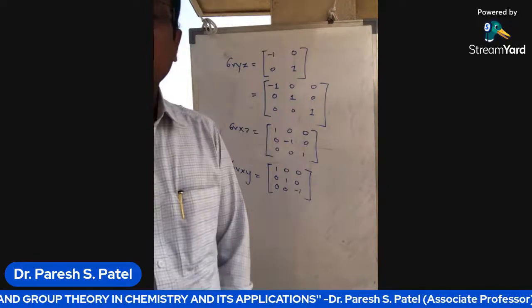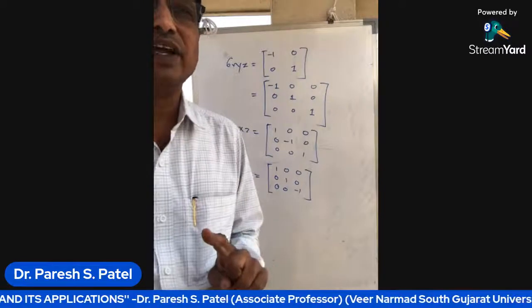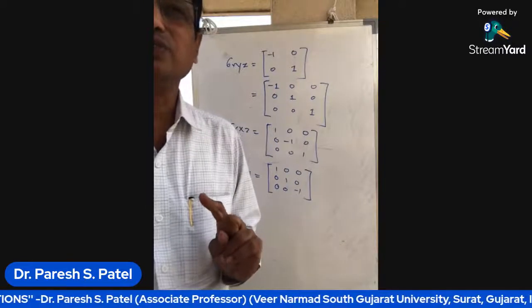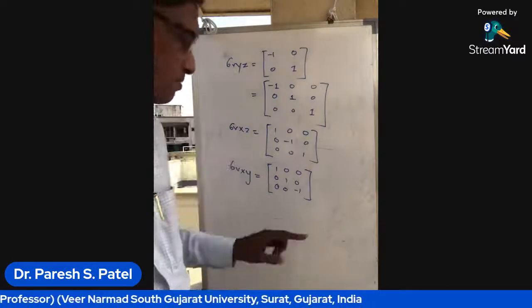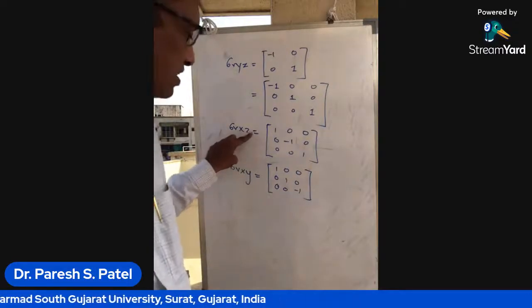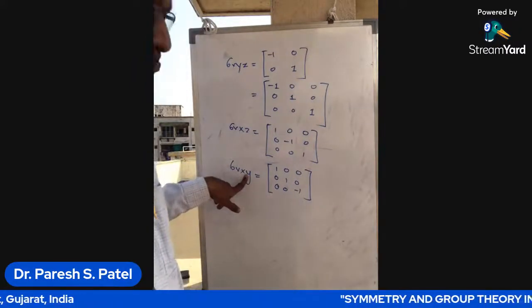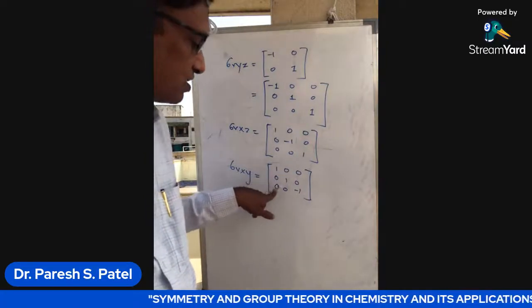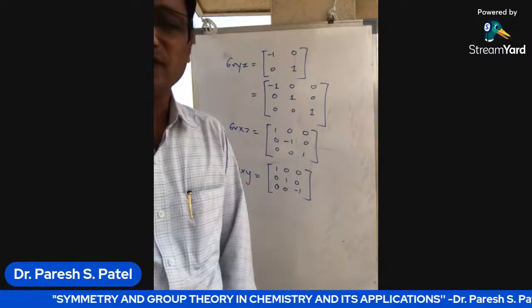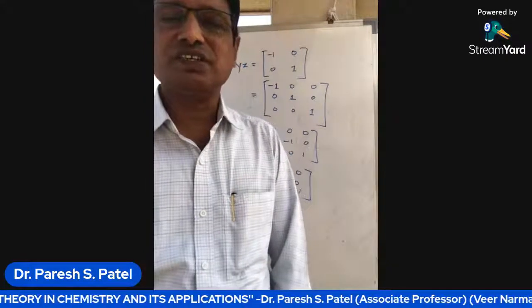Now, in case of sigma h, we have to remember that sigma h is a horizontal plane, the plane perpendicular to z. It means sigma h is nothing but the sigma xy plane. So whenever we talk about sigma h, it is nothing but the sigma xy plane. So the matrix representation for sigma h is 1, 0, 0; 0, 1, 0; 0, 0, minus 1.